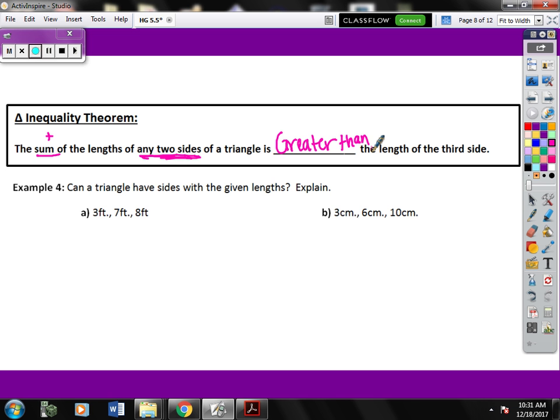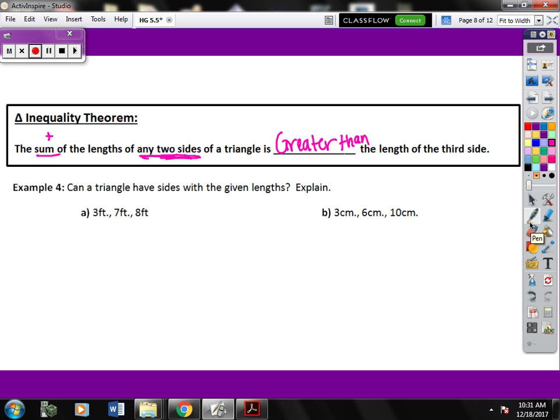Okay, so if you want to know if a triangle can actually be formed by three segments of certain lengths, it would have to satisfy the triangle inequality theorem. So you basically have to test to make sure that when you add any combination of two sides, it's always greater than the third. So can a triangle have sides with the given lengths?